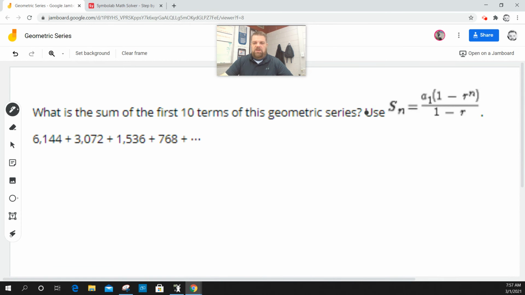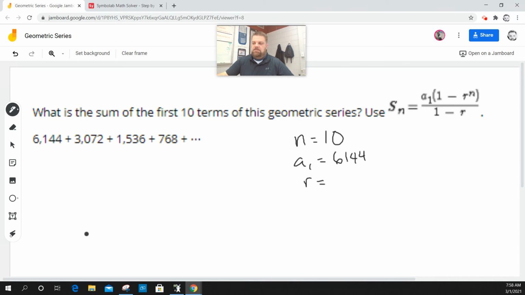So what we need for this formula is we need to know the number of terms. In this case, it's 10. We need to know the value of the first term, which in this case is 6,144, sorry. And then I need to know what the ratio is. Now it's a geometric term, so that means I'm going to multiply by a common ratio. All right, so now how do I find that?